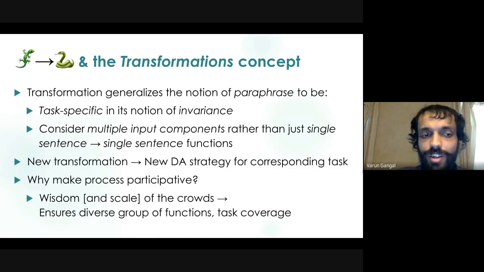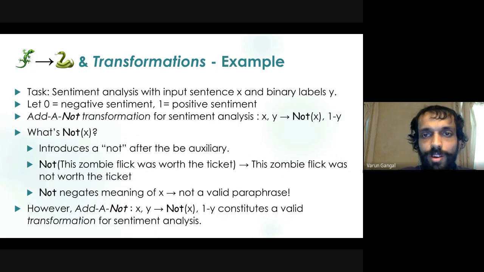It's task specific in its notion of invariance, and you can see how a new data augmentation strategy automatically falls out of the transformation. We make this process participative to allow us to benefit from the wisdom and scale of the crowd, so we have as diverse and big a set of transformations as possible. One example is adding a not.